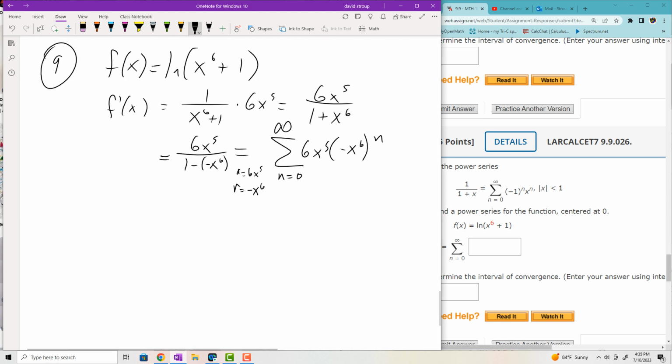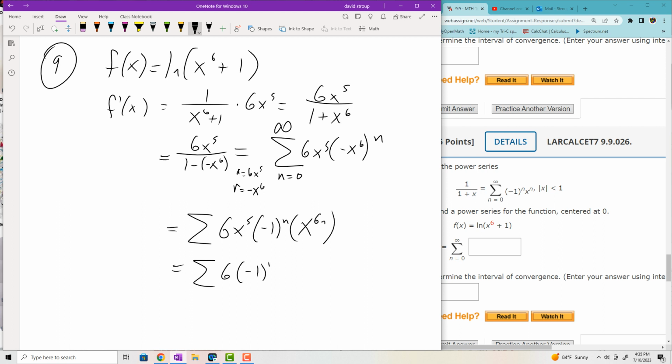Let's get that negative 1 out of there by splitting up the negative x to the 6th to the n into negative 1 to the n times x to the 6th to the n. So I get 6x to the 5th times negative 1 to the n times x to the 6th to the n, which would be x to the 6n. Then you could add the exponents on like bases. So I'll have 6 times negative 1 to the n times x to the 6n plus 5 from n equals 0 to infinity. So that's the derivative of f of x.